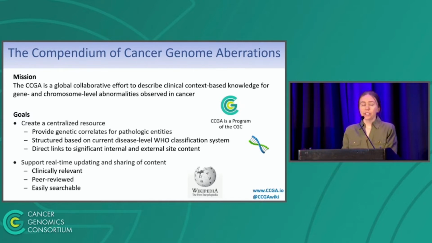And as you can imagine, the WHO classification of tumor books are only published every 3 to 4 years, right, as you think about it. And so the idea here is that we can actually update the genetic components going on in these different entities in real time so that we're not waiting for 3 to 4 years for them to be available in those books.